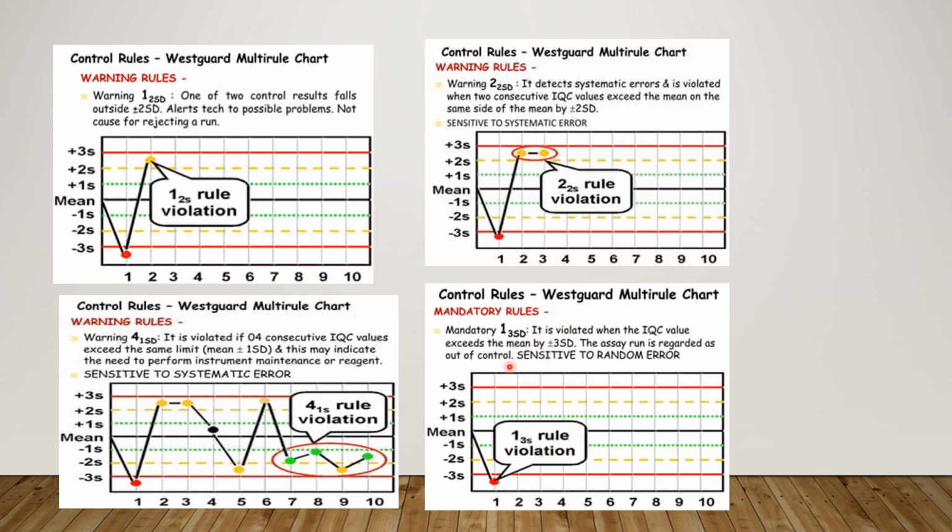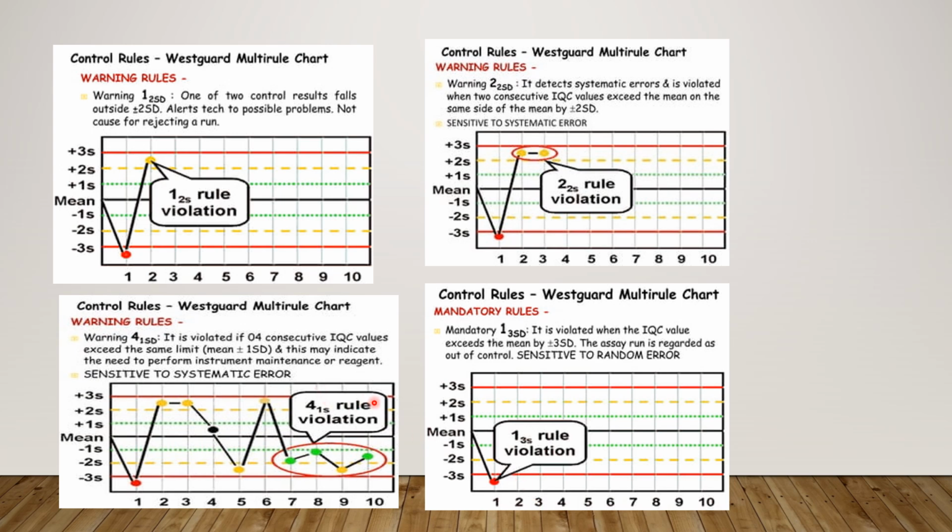Then the third is the 1-3s rule. What does 1-3s mean? One run has been made and the data point is going beyond 3 standard deviations. Like here, this is the mean value and the value of the run is coming out beyond the 3 standard deviations. It is violated when the IQC value exceeds the mean by 3 standard deviations, and the QC run is regarded as out of control, and it is sensitive to random error. So an out of control run should be rejected.